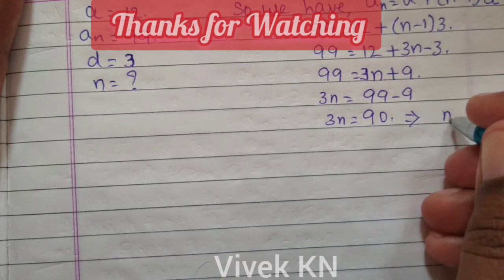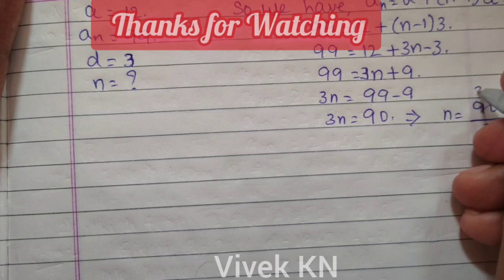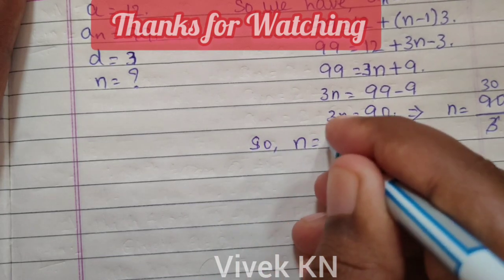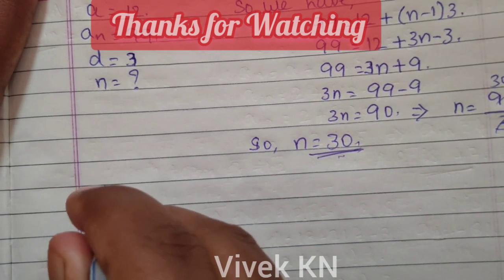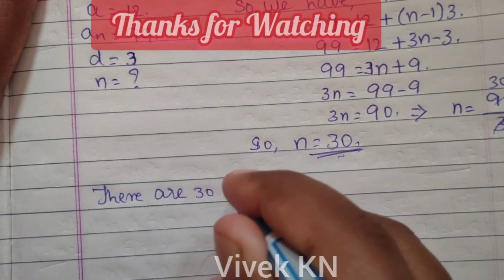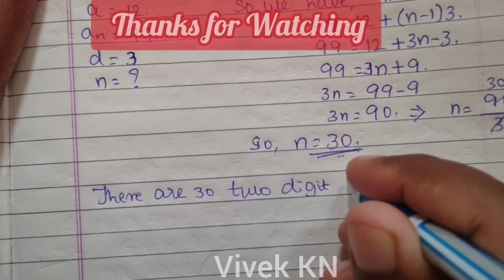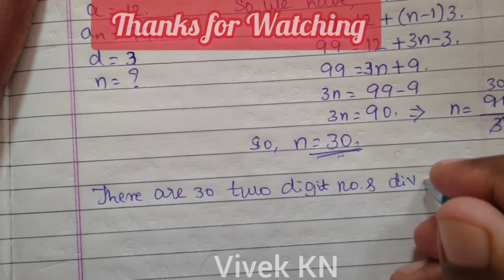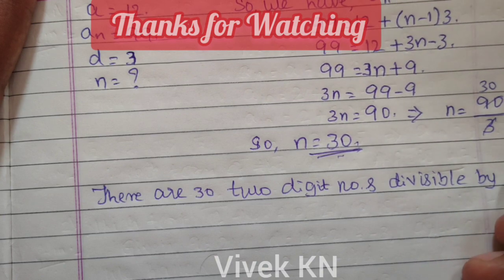This implies n is equal to 90 divided by 3. 3 times 30 is 90. So n is equal to 30. There are 30 2-digit numbers divisible by 3.